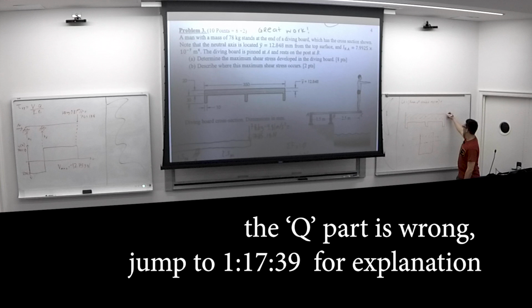The distance from the centroid, the center of that shaded area, to the surface you're evaluating at. So we'll just call this y for the sake of it, and then we'll just plug y into that equation. So that's your formula for Q. Okay, cool. So does anybody have any questions about that part?